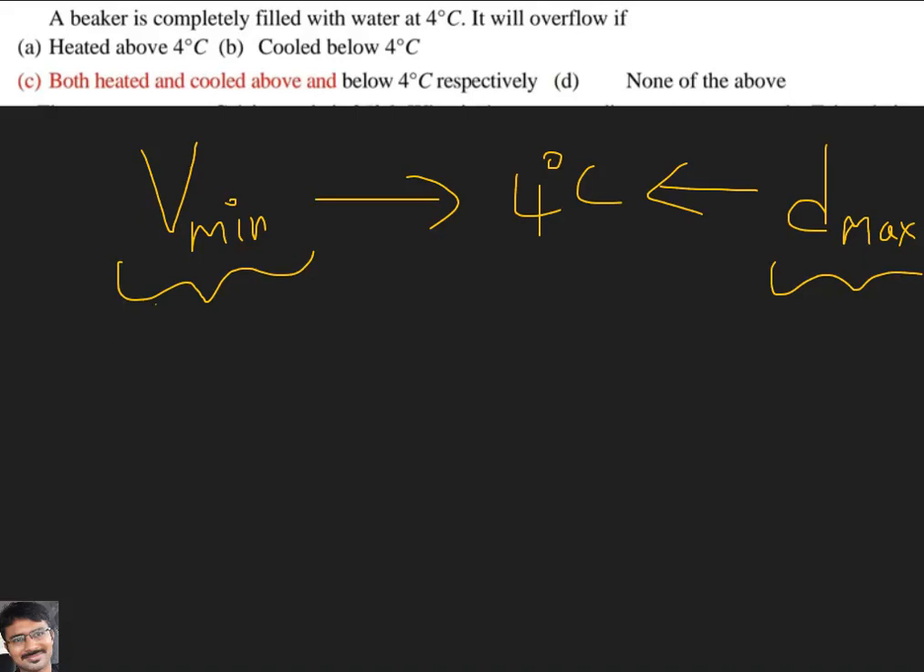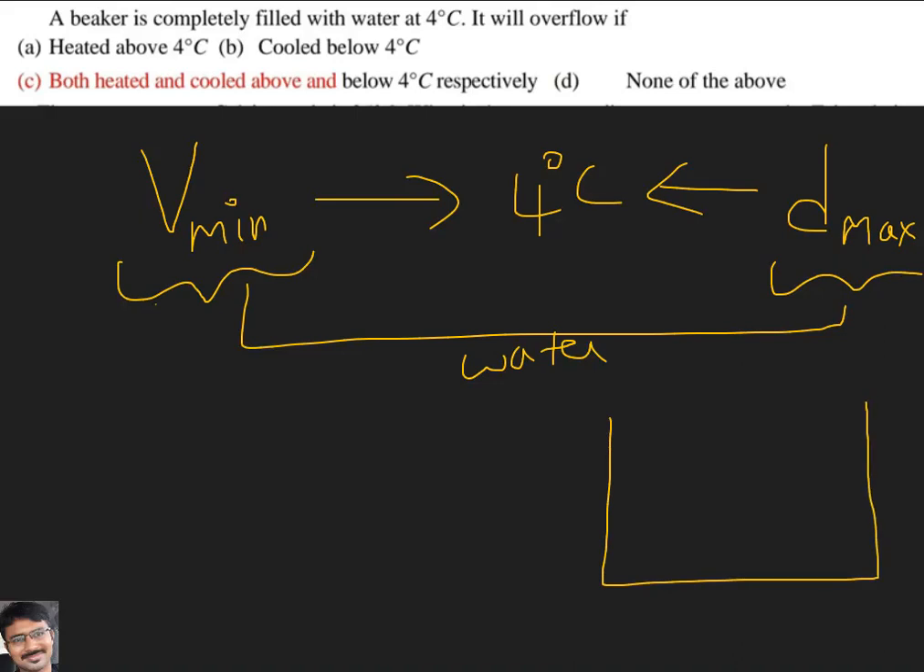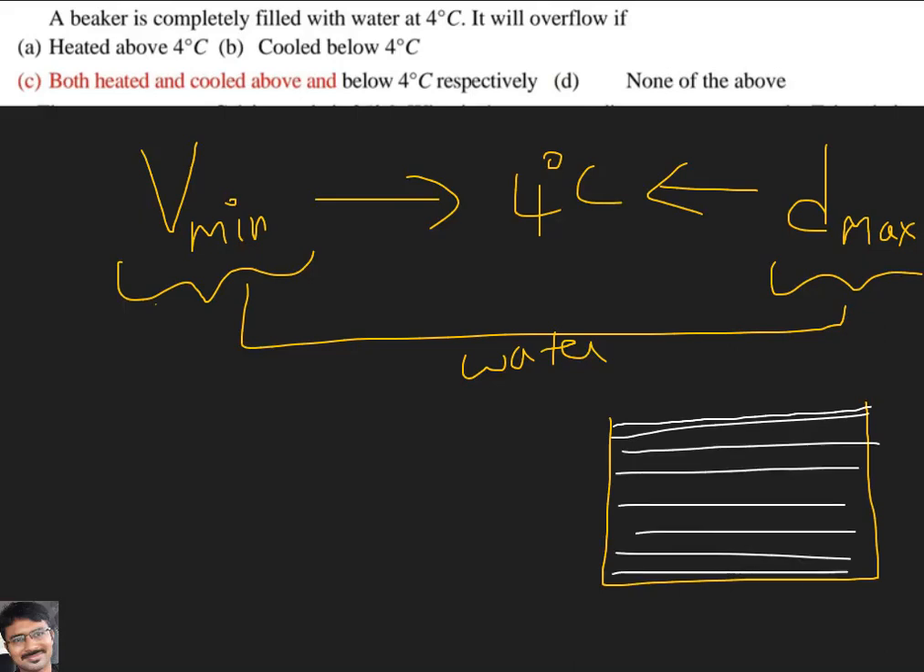Okay, this is something we told. Density is maximum and volume is minimum at 4 degrees centigrade only for water. Fine. Now let us observe this one. Here, what is the question given? A beaker is completely filled with water at 4 degrees centigrade. They have taken one beaker here, and they told that it is completely filled, total beaker is completely filled. And it will overflow. What is the question they are asking?